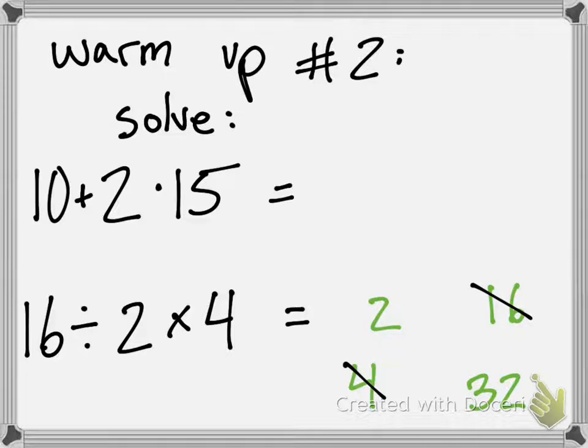Now, if we did this, how do we do the problem? When we do it, what is our first step, Dominic? So he did 2 times 4, and he got 8. And then he did 16 divided by 8 and got 2. What's the problem with what he did? What's the problem, Angelo? You have to do division first, then multiplication.